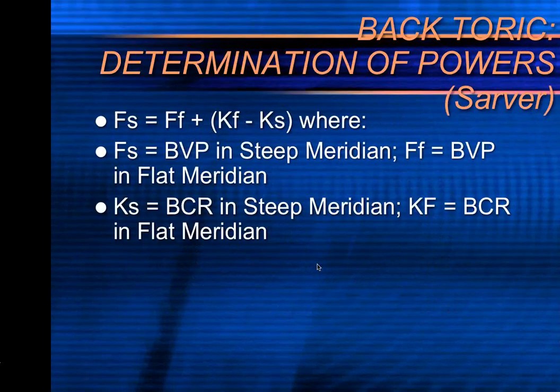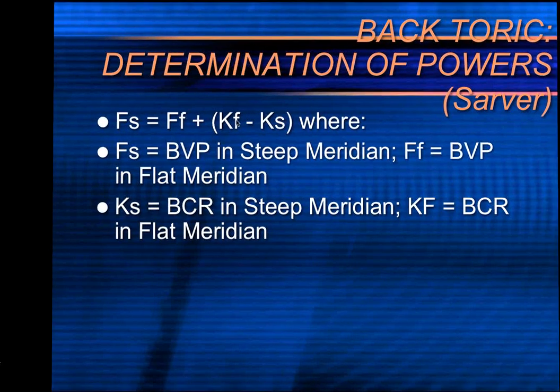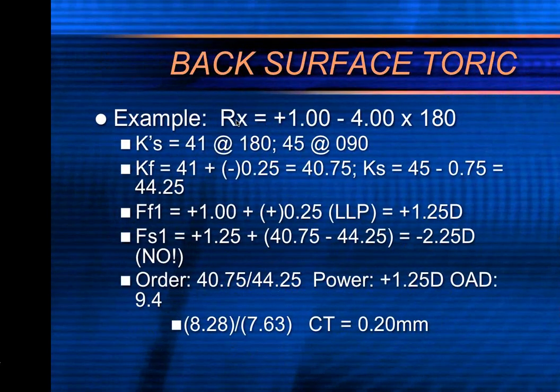Now, there's a lot of ways of determining the powers, and I guarantee you I'm not a formula person, but if you like formulas, here's Morton Sarver's, where he has the power basically, or the back vertex power in the steep meridian equals the back vertex power in the flat meridian plus the difference in the K values. I don't use it, but it is a philosophy you can use. But let's apply this all to a back surface toric lens. If you have a patient who is +1 -4 times 180, their K values are 41 and 45, it's a high with the rule patient, you can plug this into his formula.